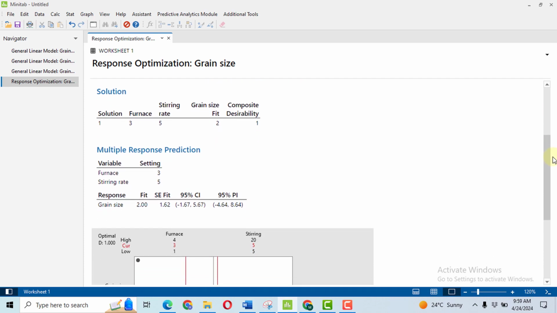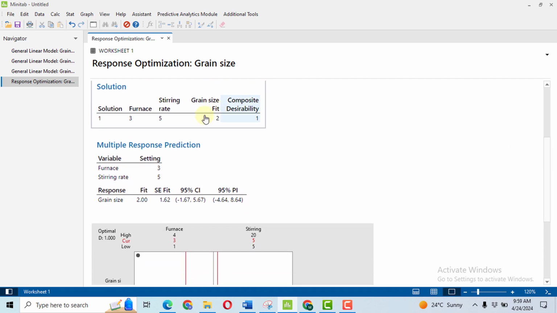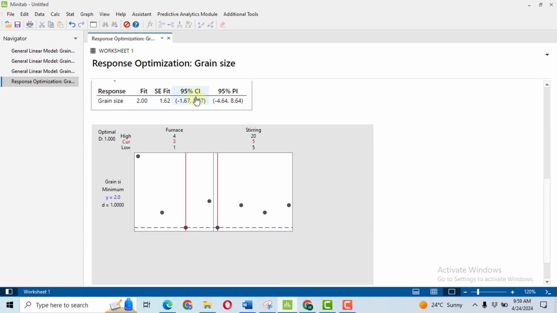Now here we got the solution. In the solution, you can see that furnace number 3 and stirring rate 5 have a predicted grain size value of 2, and the composite desirability is quite high, at 1. The same thing has been predicted: the fitted value and 95% confidence interval based on this fitted value. Now these are the graphical results, and associated with this, these are the optimal settings: furnace number 3 and stirring rate 5.